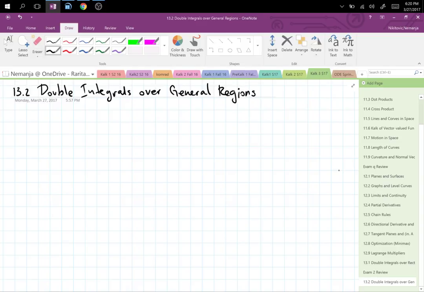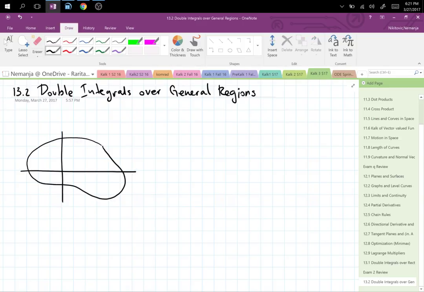We are continuing our exploration of double integrals. This time we're talking about double integrals over general regions, which means that our stencil is no longer a rectangle. So our region now can be anything, like that. So this is now our general region R. Again, domain in x, y.